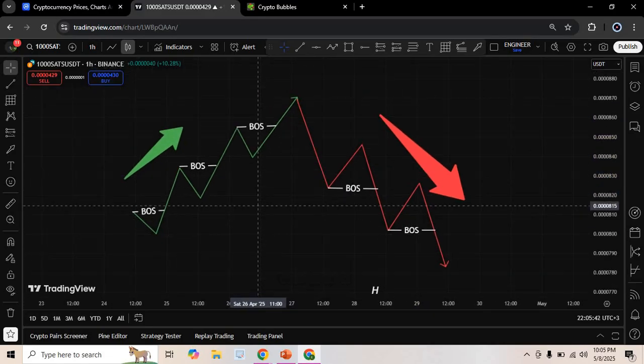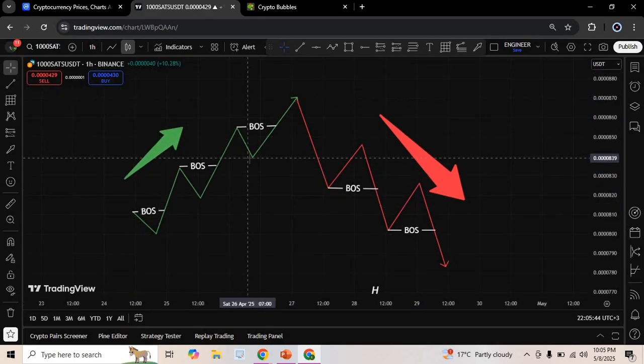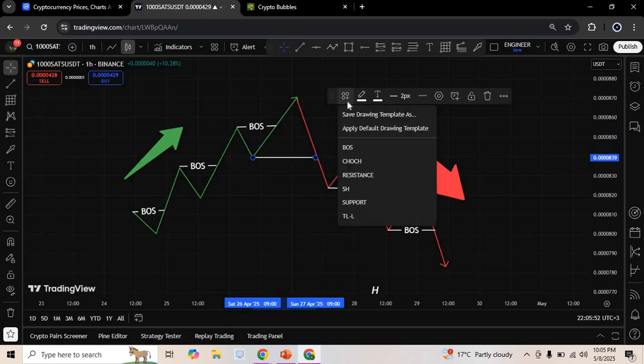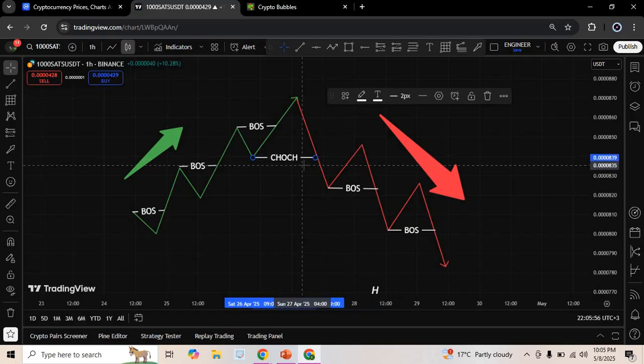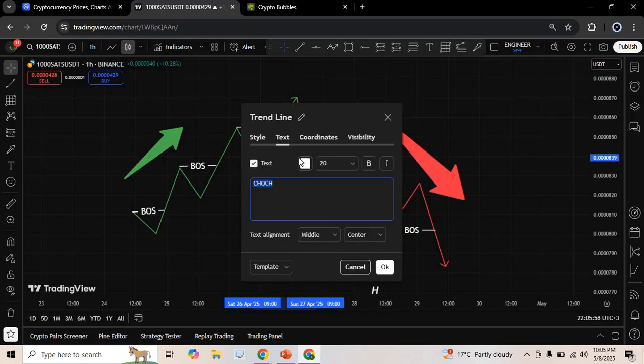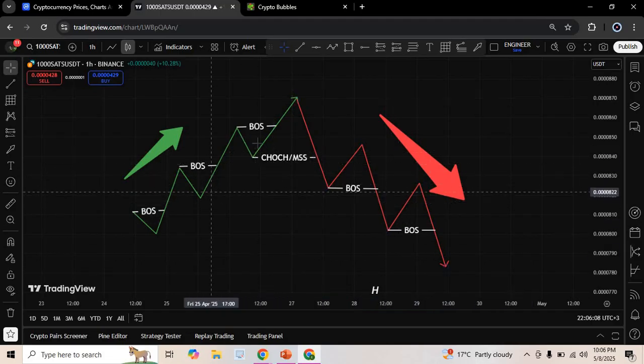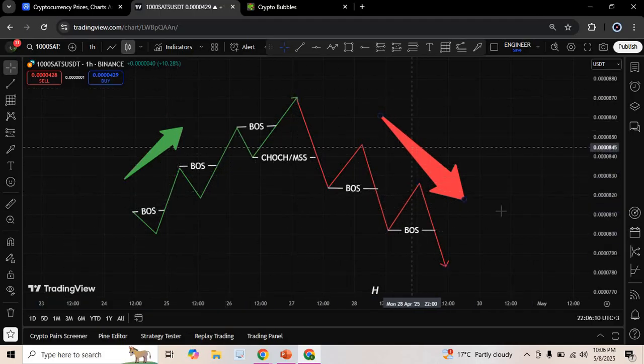So what do we call this? The zone at which we have that change is what we call a market structure shift. This zone right here, a market structure shift or a change of character. You can name this a change of character, or you can just call it a market structure shift. That's the case of an uptrend to a downtrend.